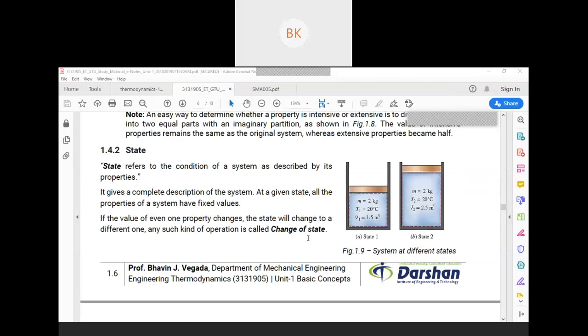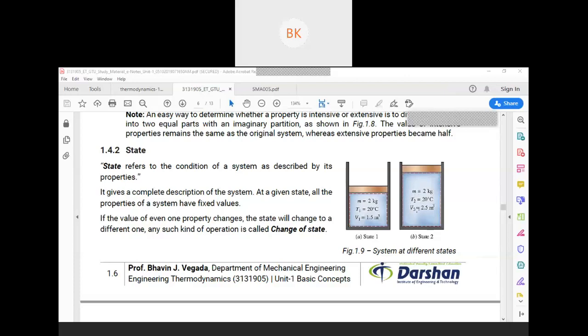Now, let us look at an example. This is the first state and this is the second state. Meaning, the system is at different states. The system is again the same, but the conditions are different. So here, the mass is something, the temperature is something, and the velocity is something. For the second one, we have kept the mass the same, the temperature is again the same, but the velocity has been changed. So there is some change in the properties.